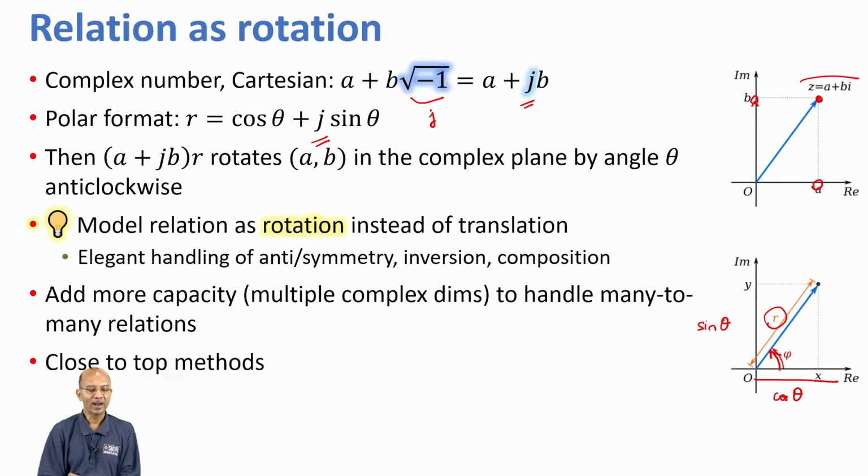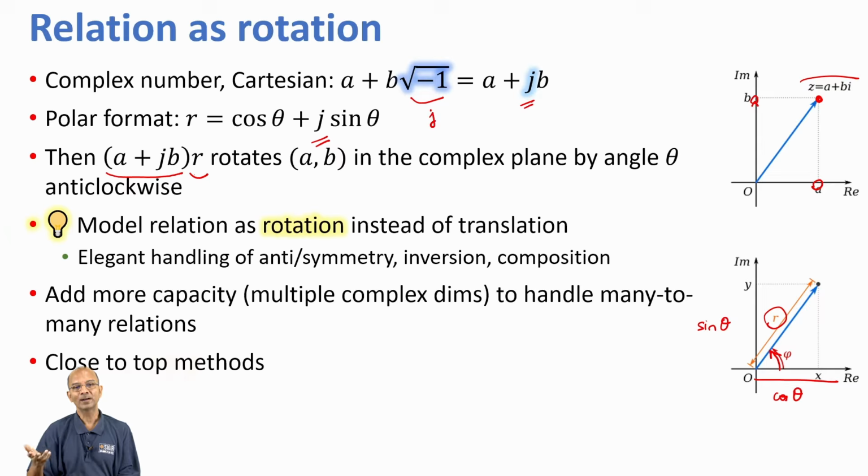We know that if we take one complex number and multiply with another complex number r, that actually results in rotating the first complex number through an angle theta anticlockwise. And that gives the idea of modeling a relation not as a translation but as a rotation. So take the subject, which is a complex vector, and then rotate it through an angle determined by r to end up at a place which is close to an object vector, which is also a complex number.